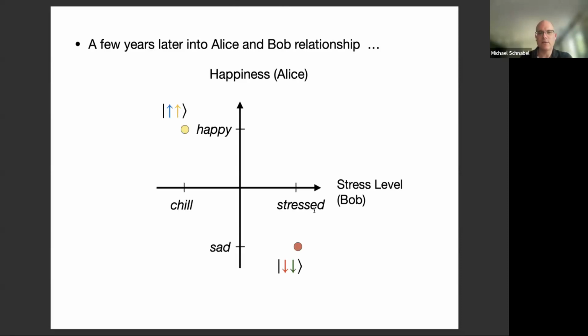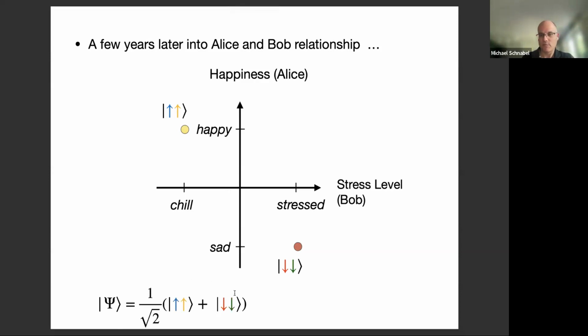Let's assume that now the state space has shrunk to these possible outcomes. So either whenever Alice is happy, Bob is relaxed, and whenever Bob is stressed, Alice is sad. Something like this. So what happens now? This would be referred to as the situation where their state is entangled. Why?